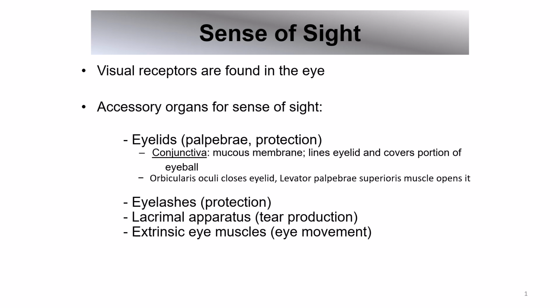Chapter 2. So we're going to go through the different receptors that are found in the eye. We're going to talk about photoreceptors, bipolar cells, and the ganglion cells. But yeah, there are also these accessory organs.